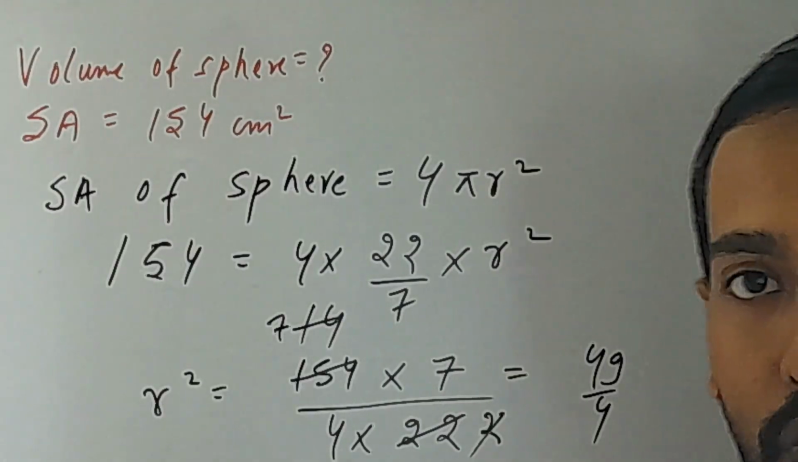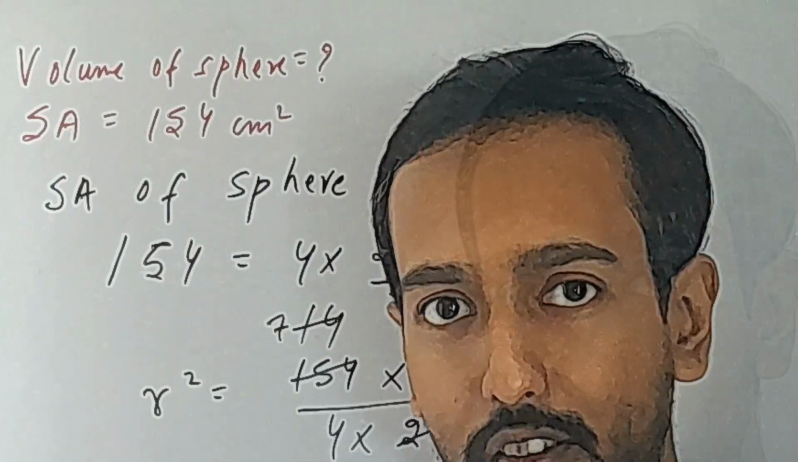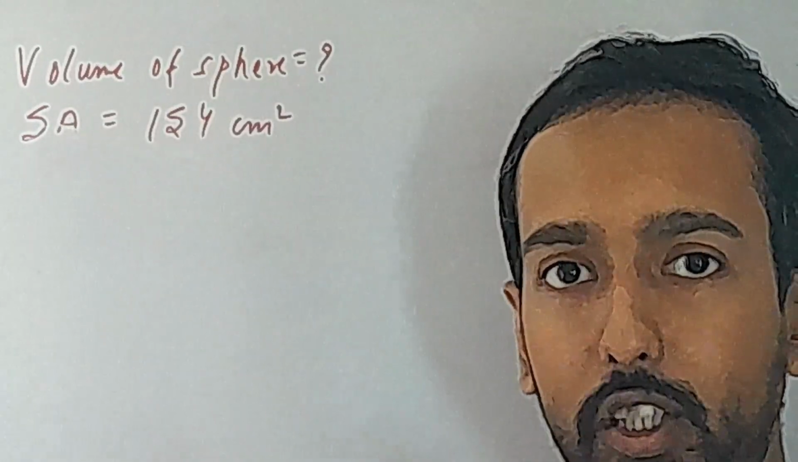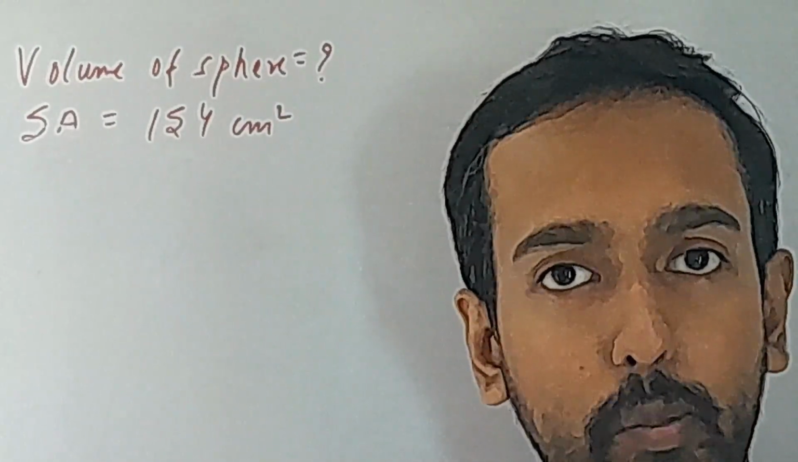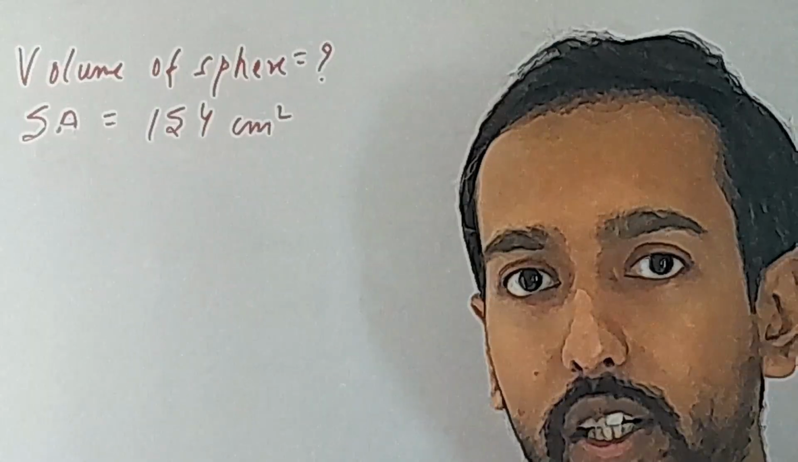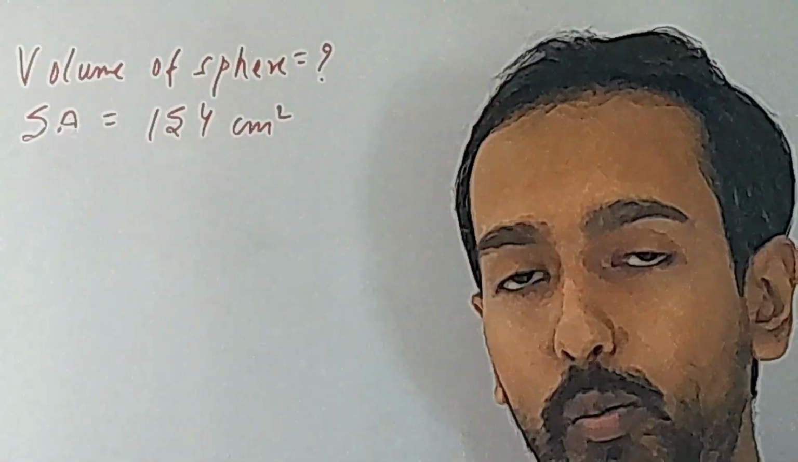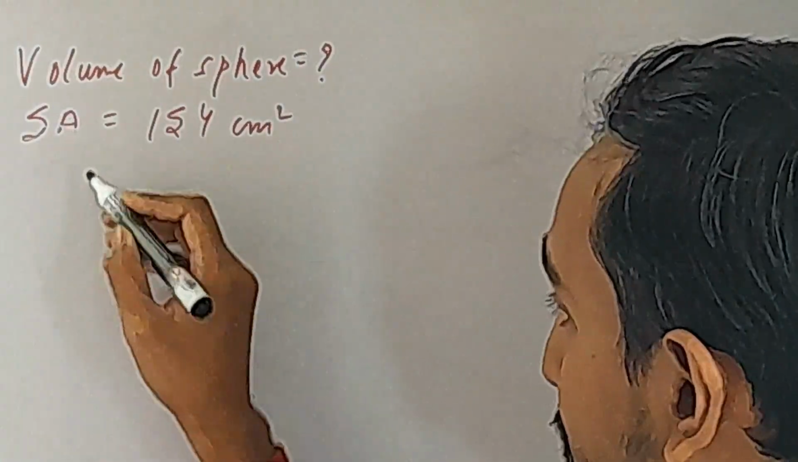So we use this value of r in order to find the volume of the sphere. Let's move to the second part of this question. In the previous part we found that the radius of the sphere is 7 by 2 centimeters. So we use the value of the radius to find the volume of the sphere. We know that the formula for the volume of the sphere is given by 4 by 3 pi r cube.